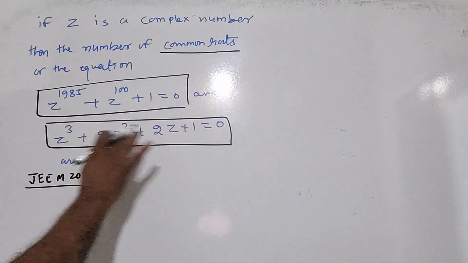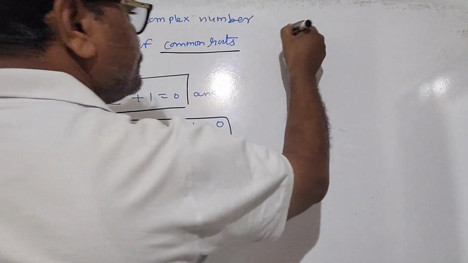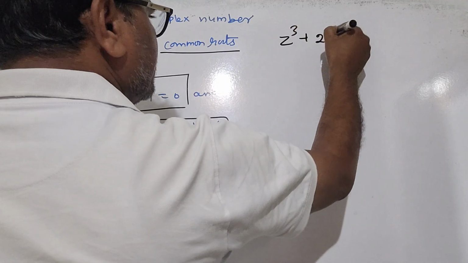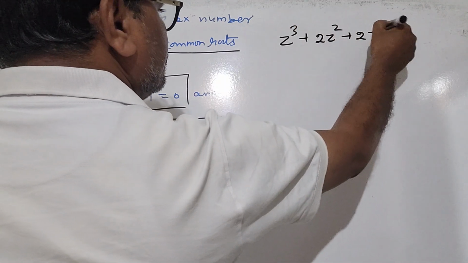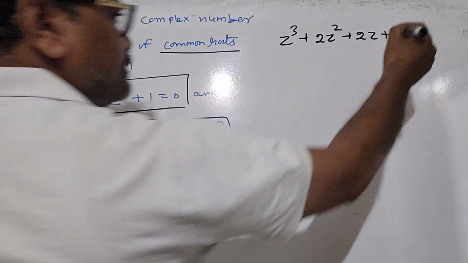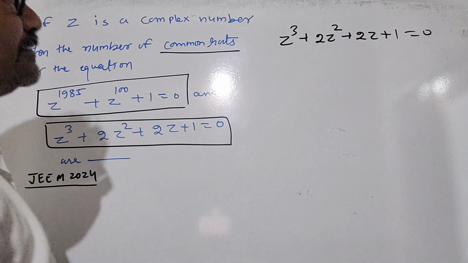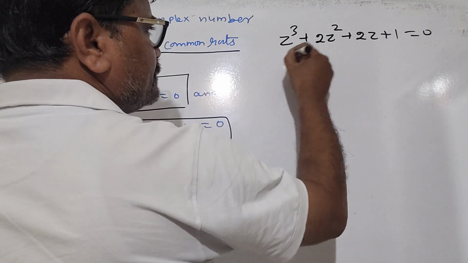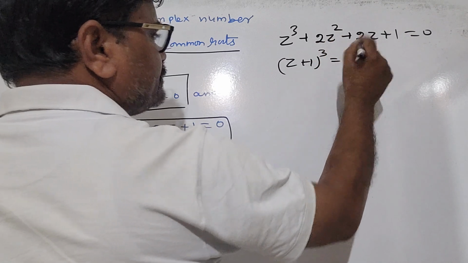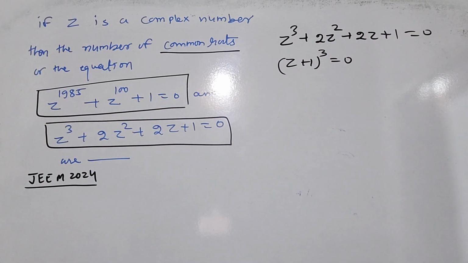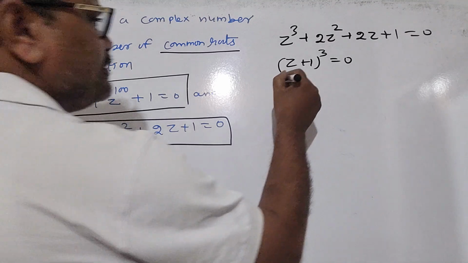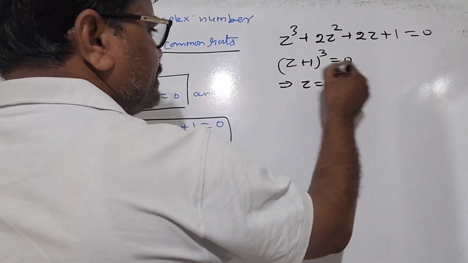Now look at this second equation. This is z cube plus 2z square plus 2z plus 1 that is equal to 0. So you can say that this is (z plus 1) whole cube that is equal to 0, like that you can say, correct? So (z plus 1) whole cube means z equal to minus 1. So z equal to minus 1 is one of the roots.